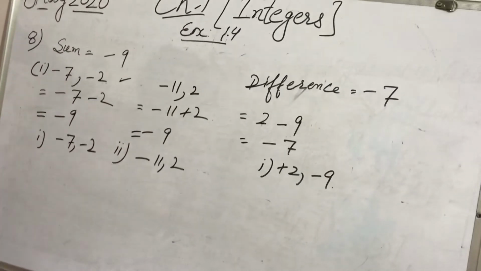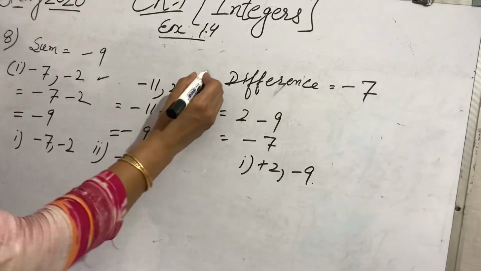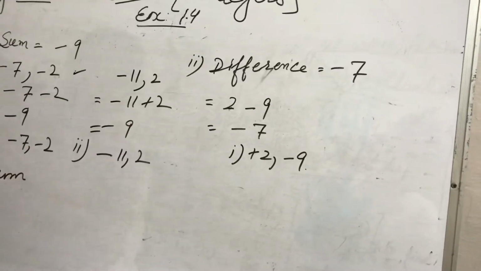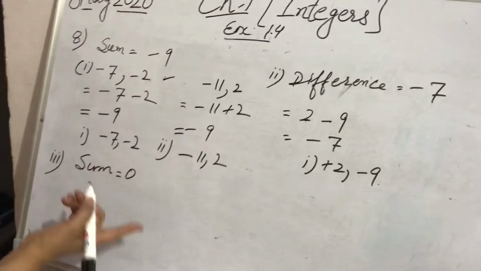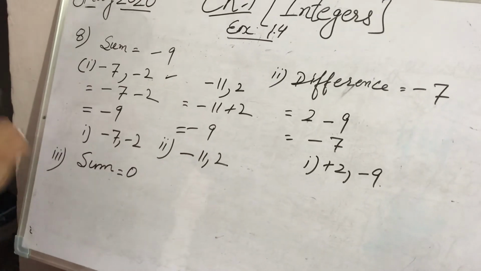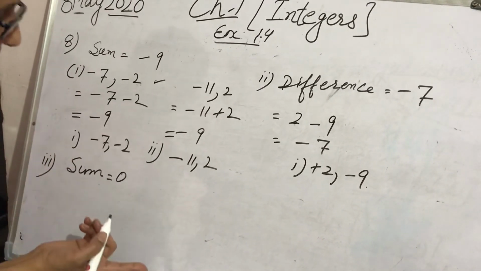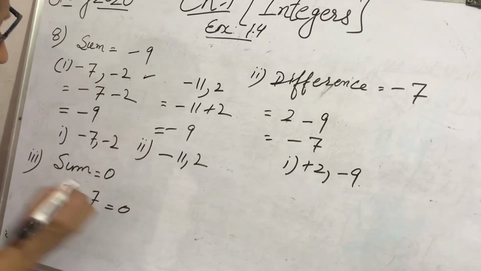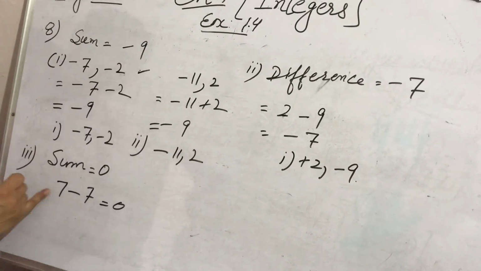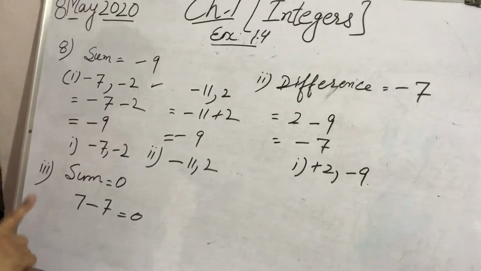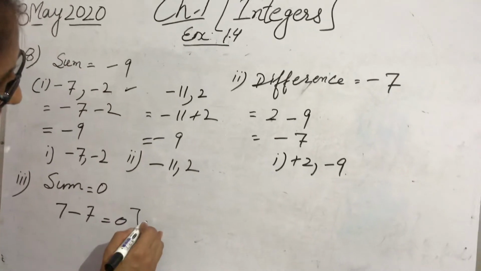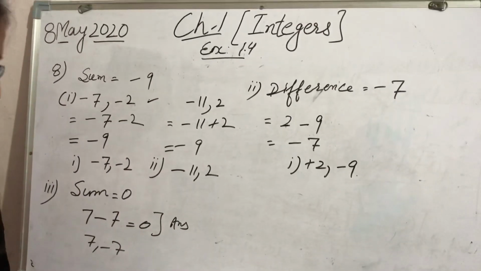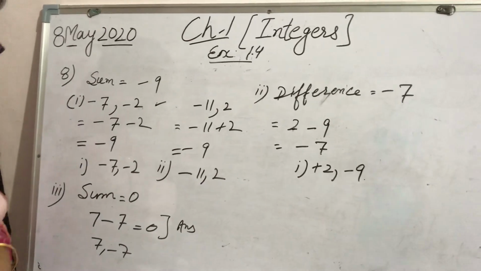And next, the third part: sum is 0. Again we have to find two integers whose sum is 0. Very simple. The same value, one negative, one positive, it will be 0. Suppose we take 7 positive, then the other is 7 negative, it will be 0. Any number you can take, one negative and one positive. When we find the sum of opposite signs, the answer will be 0. So what is the pair? 7 and minus 7. So we have completed this chapter. Revise it properly. Thank you and have a nice day.